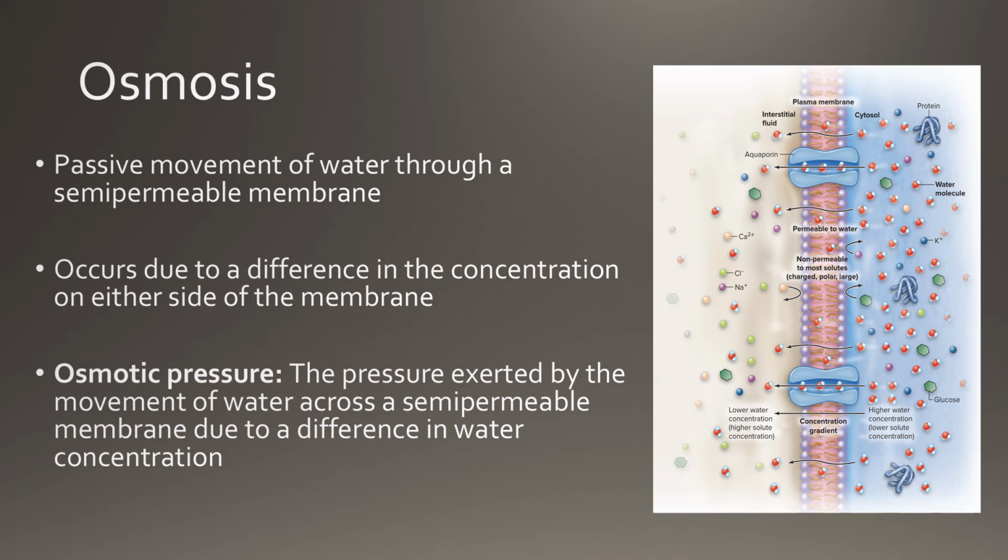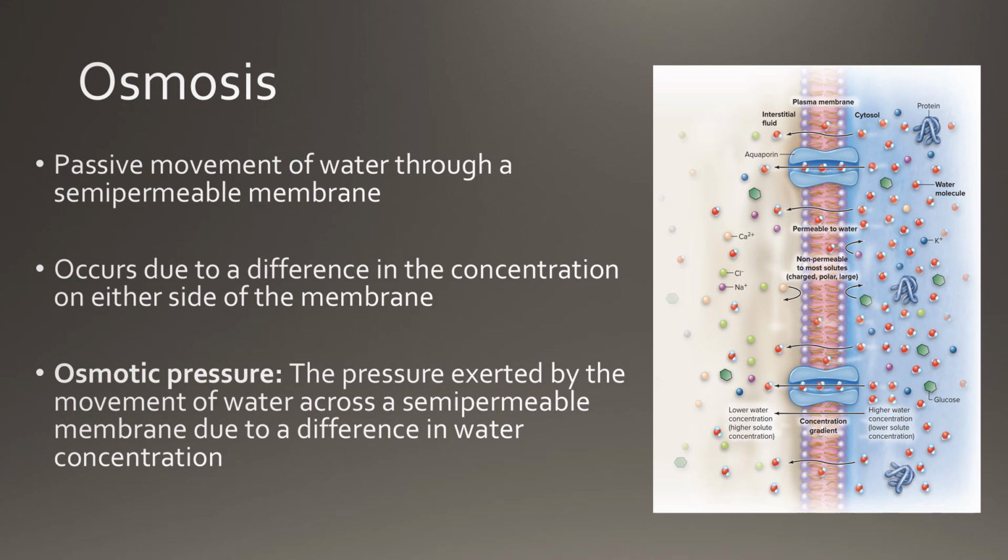Osmosis is the passive movement of water through a semi-permeable membrane. Osmosis occurs in response to differences in water concentration on either side of the membrane. Water molecules move from an area of lower solute concentration to an area of higher solute concentration until equilibrium is reached. This process does not require energy.